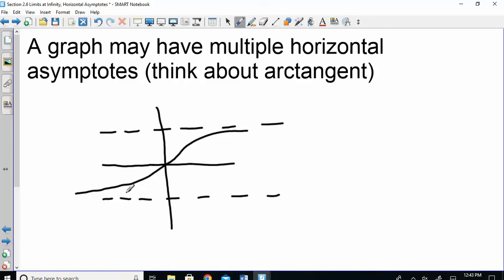Most of the time, we are going to be looking at rational functions where we only get one, but because of these scenarios, we will have to check both. We'll have to check the positive and negative. A lot of times we'll get the same answer for both, but it is possible to get different answers. And this is the scenario where that happens.